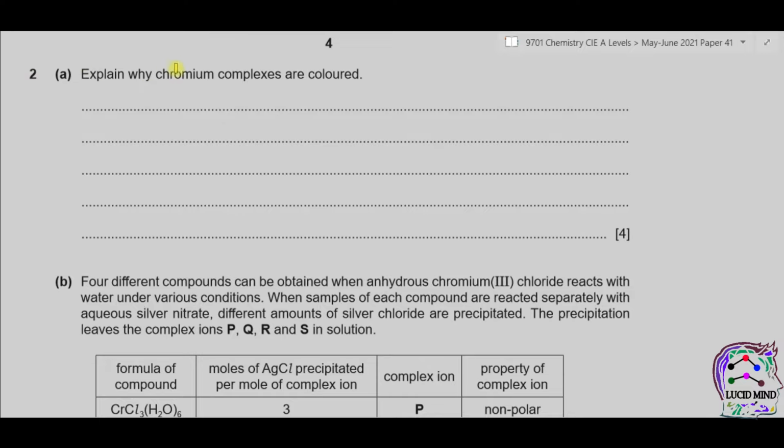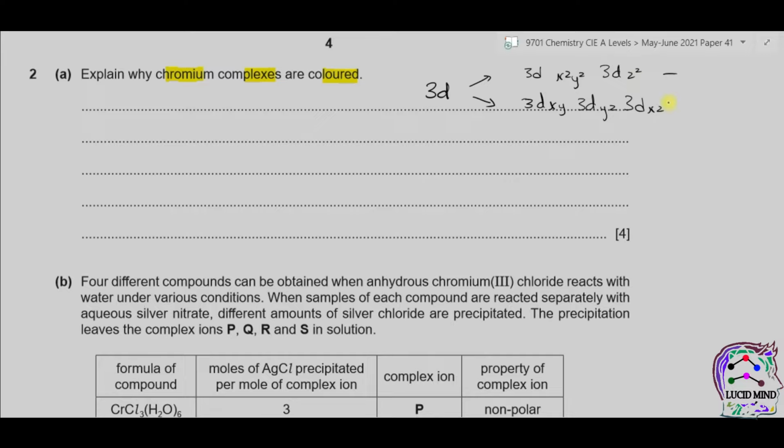Question 2, Part A, explain why chromium complexes are colored. Now chromium is a transition element, and for transition elements we know that the 3d orbital splits into 2 levels. One is low energy, for example we have 3d XY, 3d YZ, 3d XZ, and second is 3d X square minus Y square and 3d Z square.